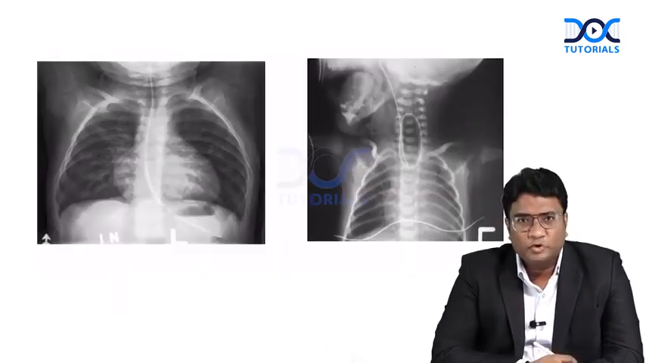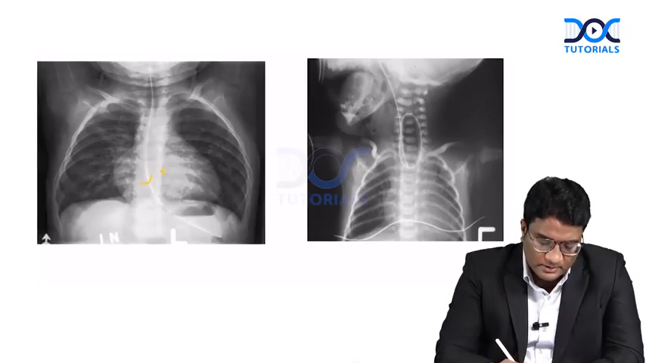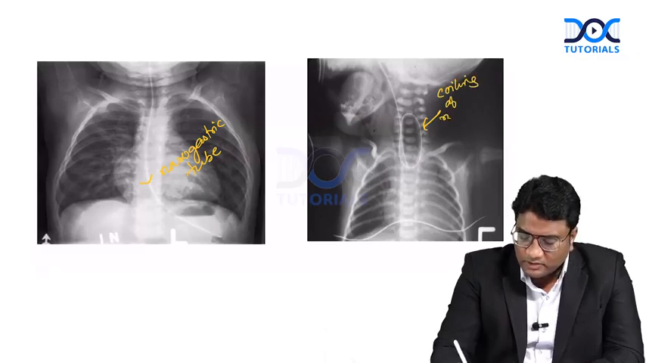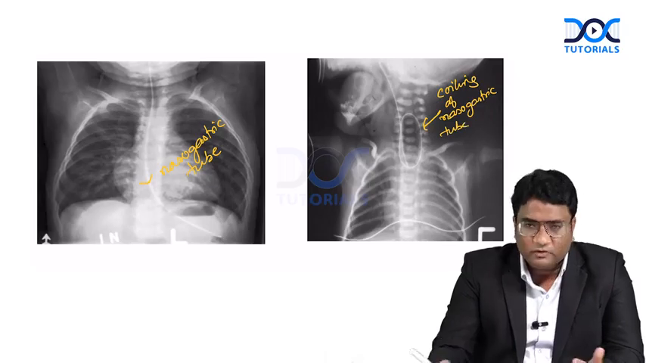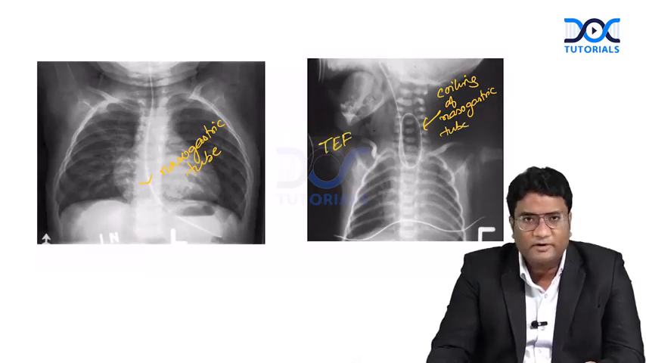And what is this image showing you? This is the insertion of a normal nasogastric tube. This is the nasogastric tube that you are seeing entering into the stomach. Whereas here, there is coiling of the nasogastric tube in an infant. Where you see such coiling of the nasogastric tube, a newborn with frothing and coiling of the nasogastric tube, think of tracheoesophageal fistula.